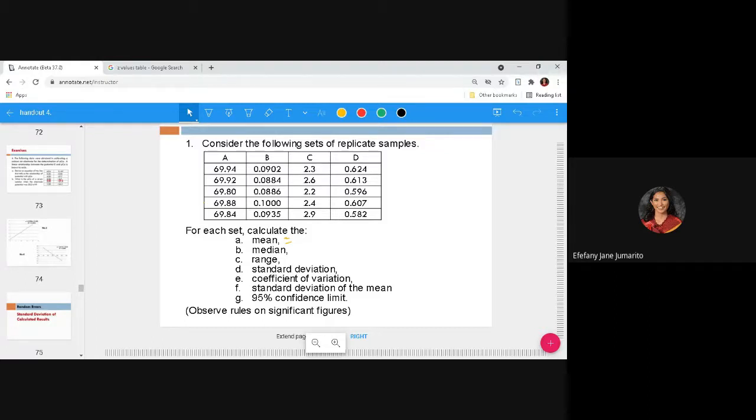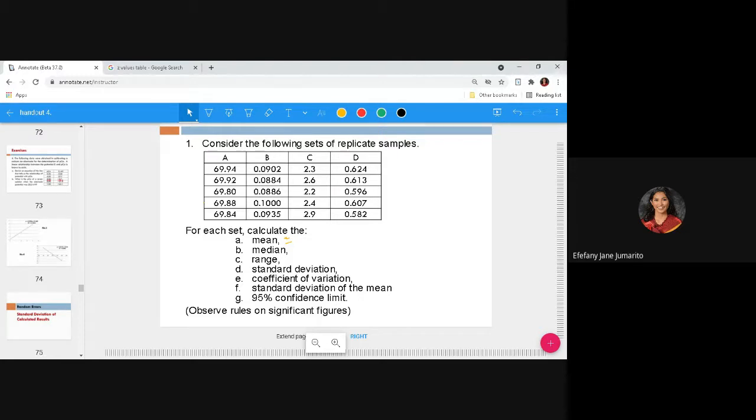Okay, for the mean. So what is the mean? What is the mean in set A? Okay, 69.876, ma'am. 69.876. Who else has an answer? 69.89. Okay, so 69.89. Okay, that's correct.